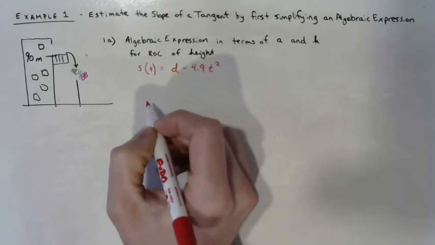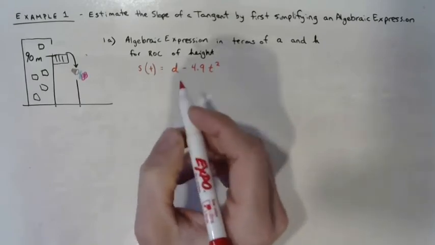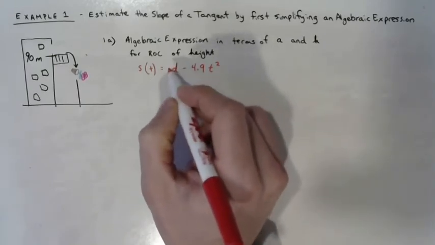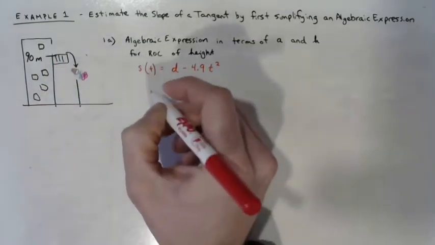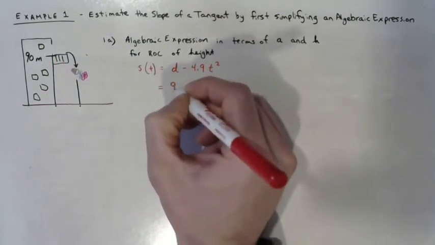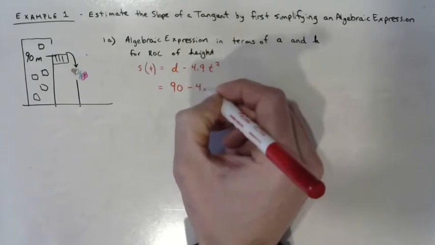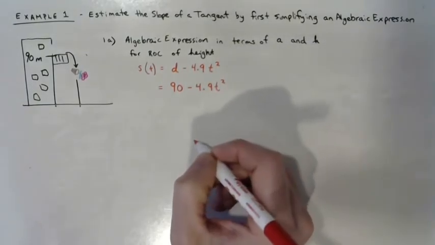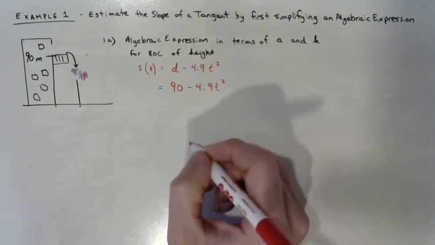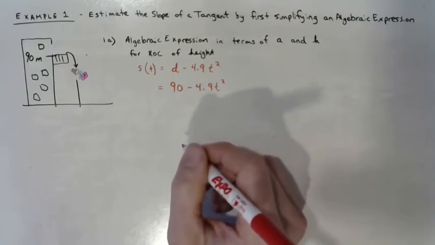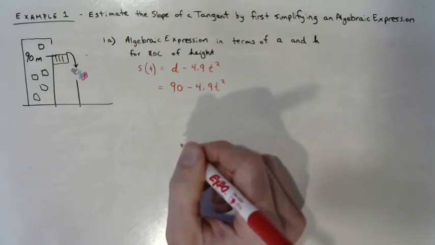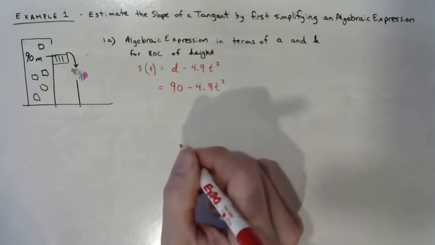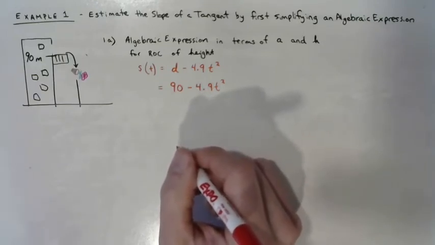At any rate, this is what we have, and we can sub in what we know, which is the original height of the flower pot above the ground, which is 90 meters. So we've got 90 minus 4.9 t squared. But we need to write this in terms of an average rate of change. We need a secant line in order to work with specific intervals that we're going to be dealing with in the next section.